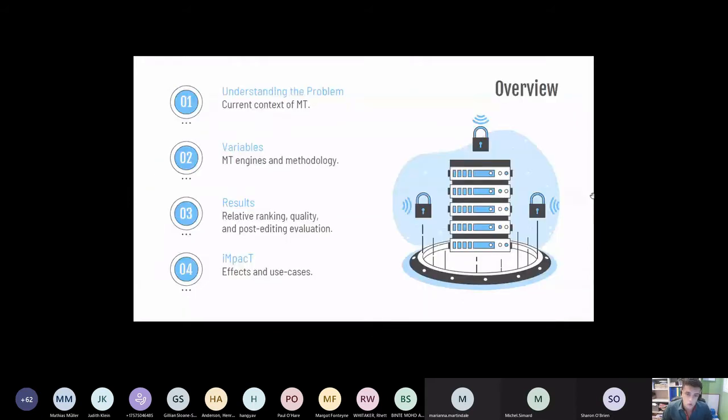First of all, I'm going to talk about the current context of machine translation for low resource languages, specifically for Catalan. And then I'm going to present some methodology I have previously worked on, as well as the results from that study. And then I will follow with the effects and use cases and the impact of machine translation for low resource languages.